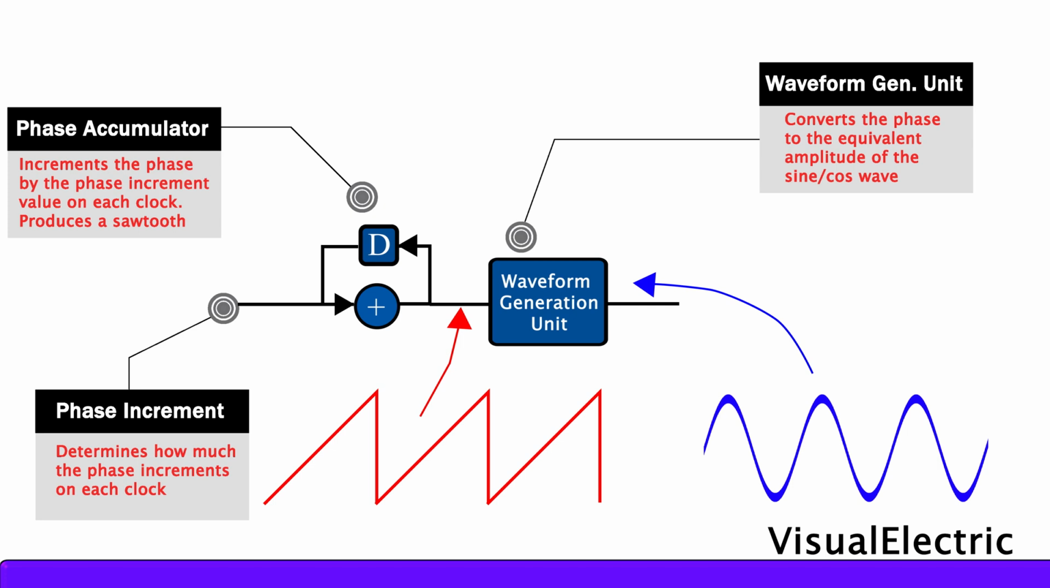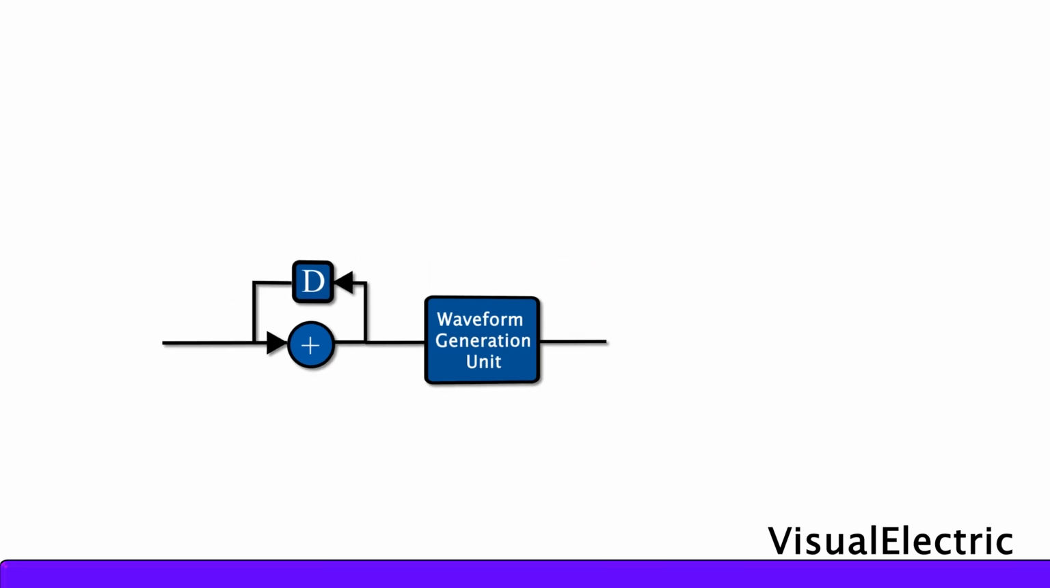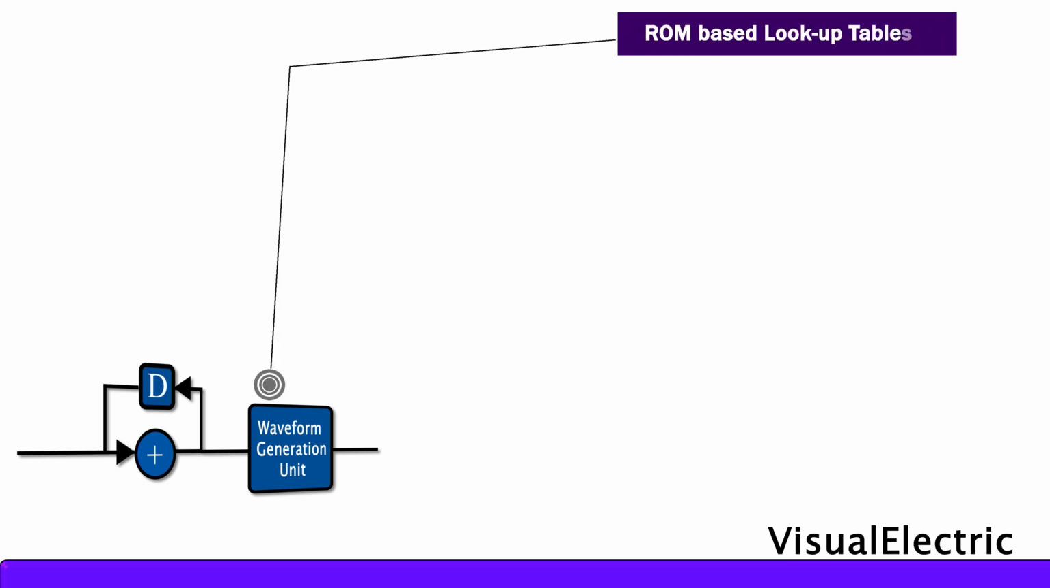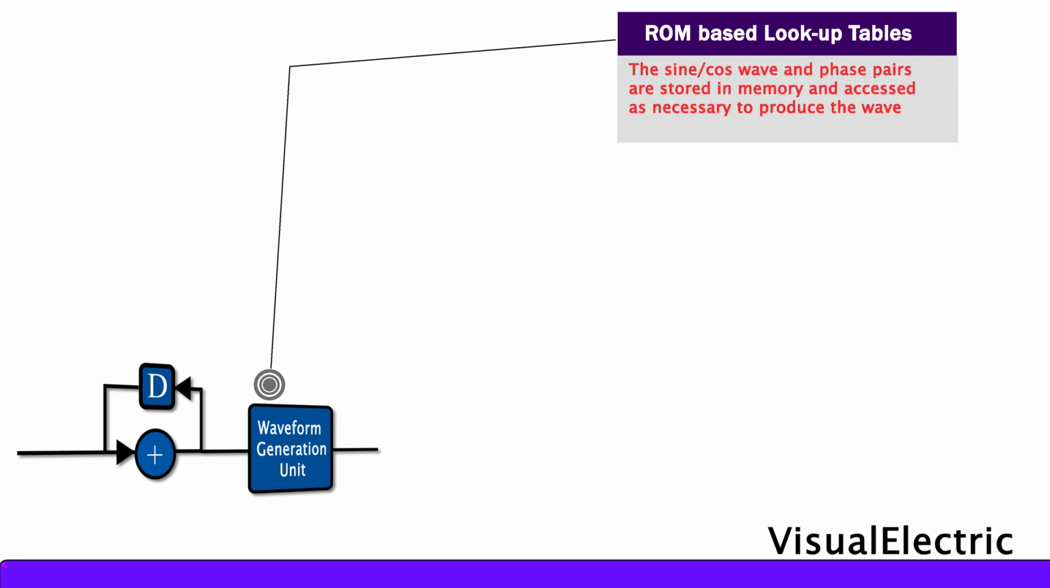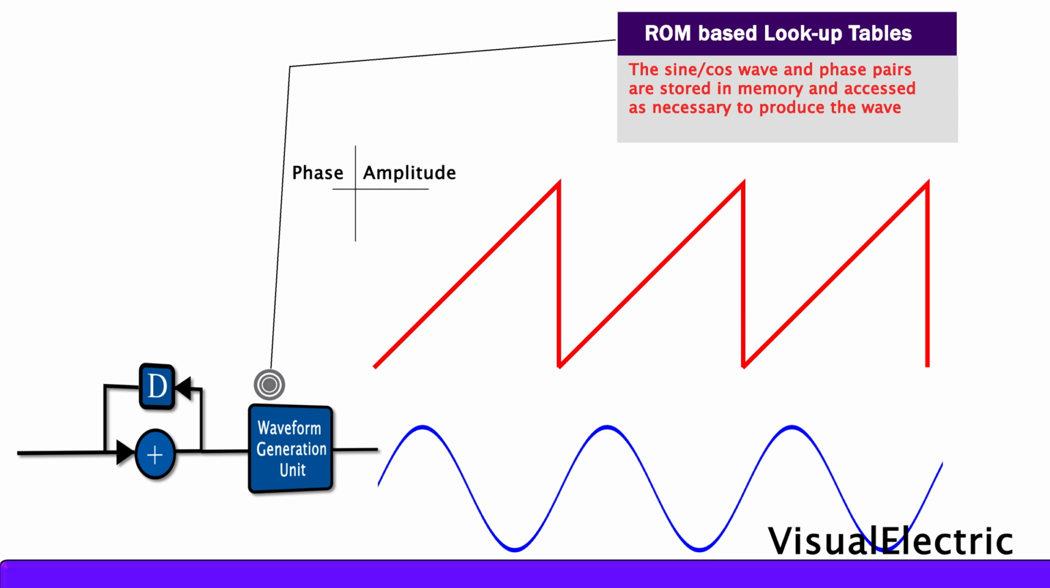Now in hardware, it's fairly trivial to build an accumulator, but the real challenge in hardware is how do you do the waveform generation unit? One option is to use a lookup table. So this takes the phase and then you store in memory the associated amplitude corresponding to that phase. Now this is a convenient way of doing it, but it does have the disadvantage of requiring lots and lots of memory. So if your FPGA is short of memory, you might want to look at another option.